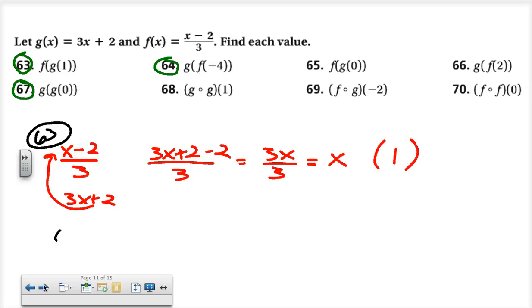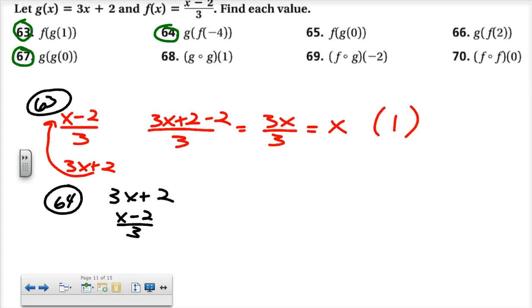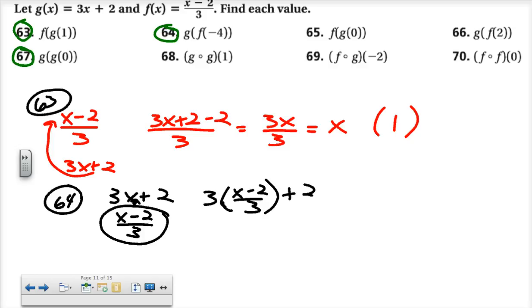And then 64 has you do that in reverse. G of f, and then evaluated at numbers. So g was 3x plus 2, and f was x minus 2 over 3. What I'm supposed to do is take this function, and wherever I see an x in the first function, replace it. So that will be 3 times x minus 2 over 3 plus 2. My 3's are going to cancel out, and I get x minus 2 plus 2, and I just get x.